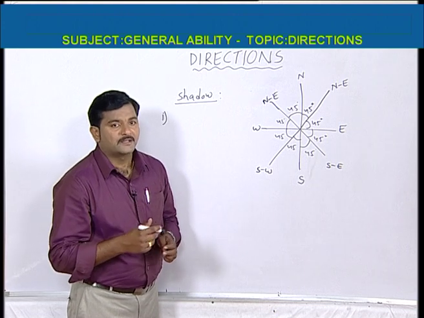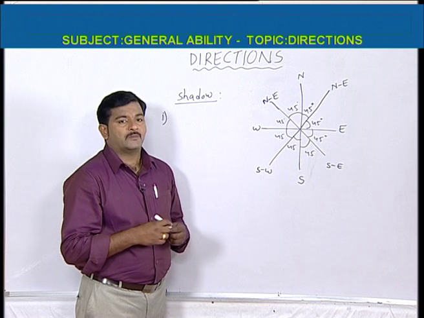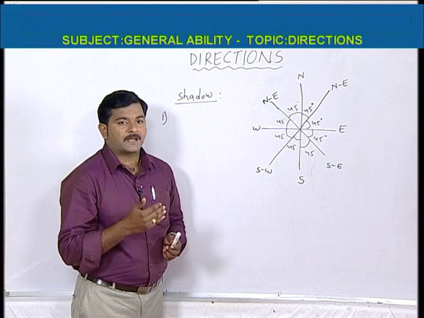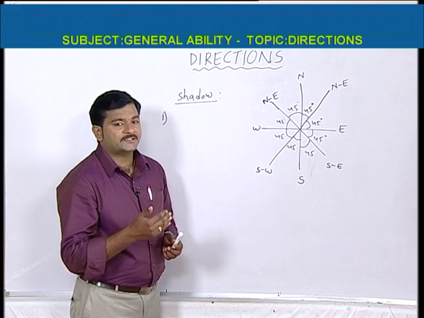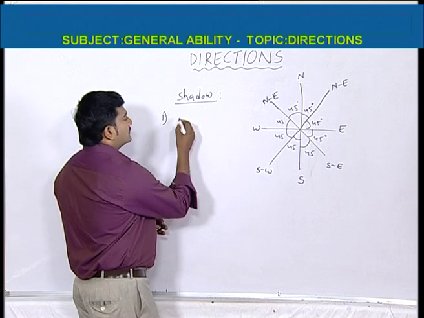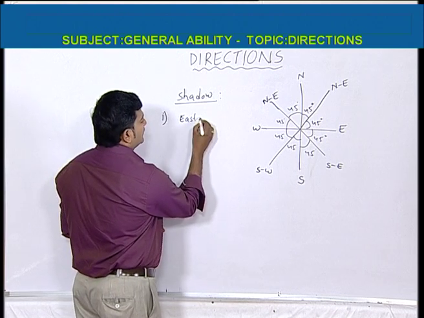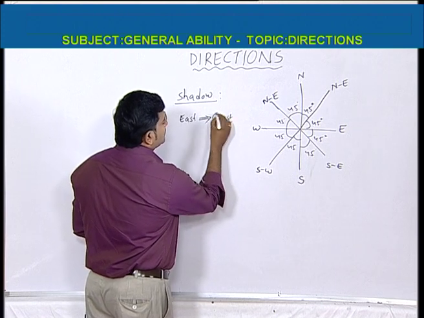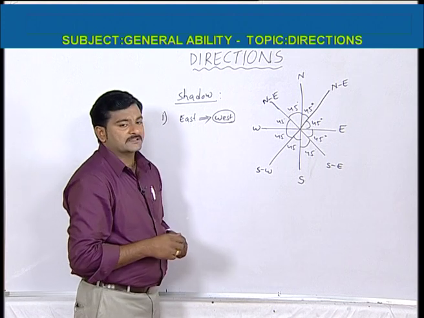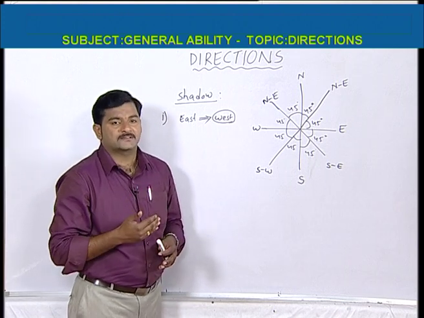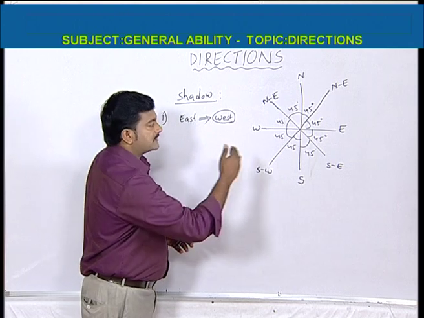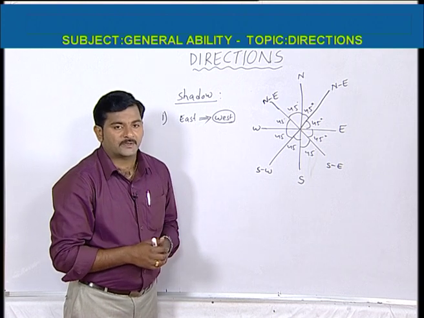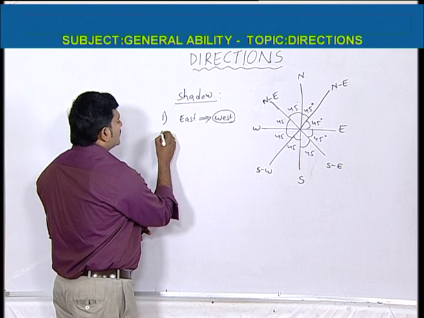I repeat this first point once again. In the morning time or at the time of sunrise, if the person is facing towards east direction, so what does it mean? He is facing towards east. So what about his shadow? His shadow will always be towards west direction. I repeat this part once again. At the time of sunrise, if the person is facing east direction, then his shadow will be towards west direction. That is the first point in shadows. Now we'll focus on the second point.